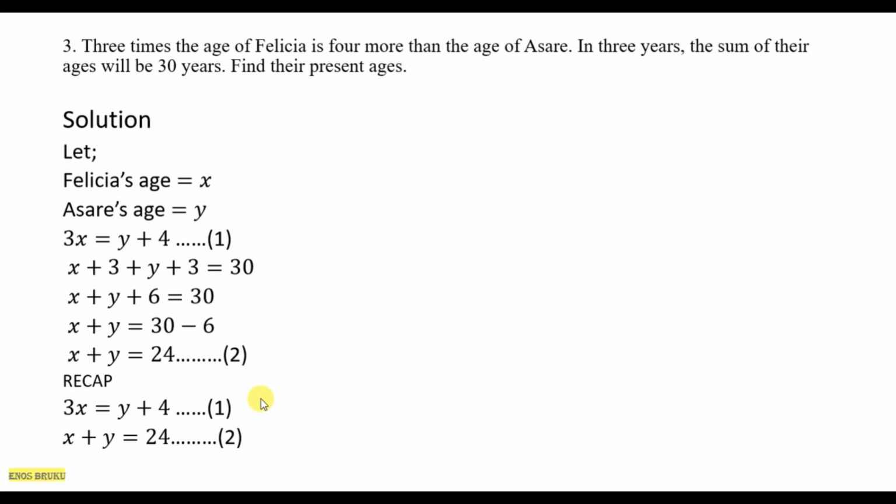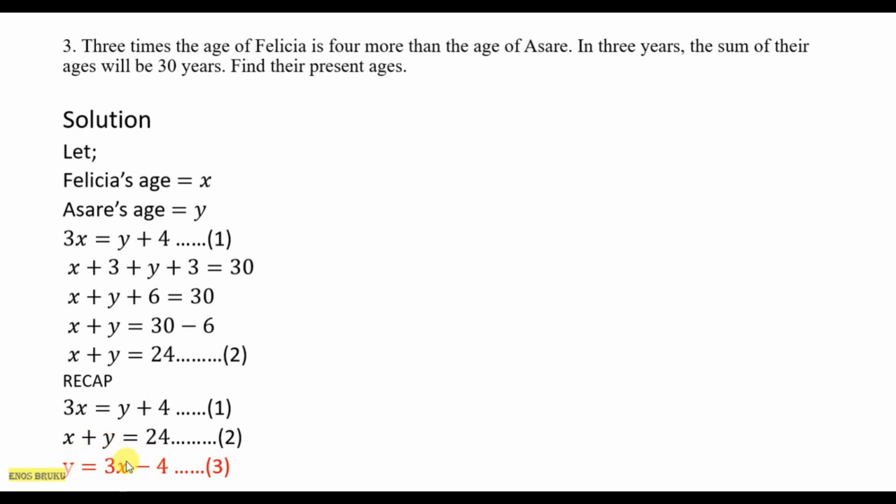So now the next step is, let's try to make y the subject in equation 1. That is simply moving the 4 to the other side, and that will become 3x minus 4 equals y, which can be written in the form y is equal to 3x minus 4. Good. So now we have the third equation, where y is the subject.